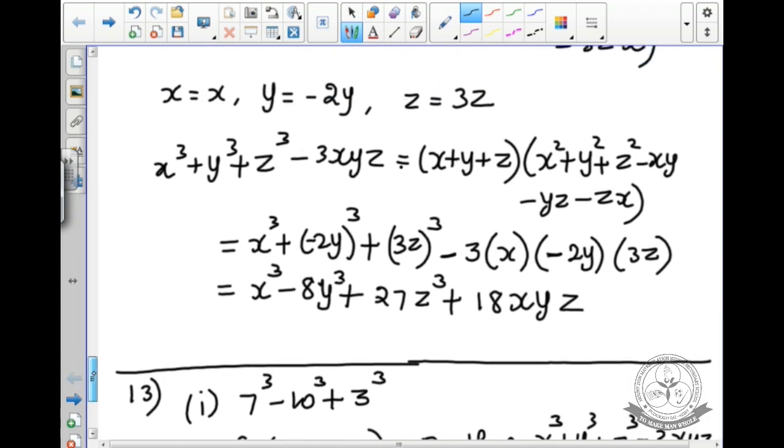Already we know the identity x cube plus y cube plus z cube minus 3xyz is equal to, if this part x plus y plus z is equal to 0, then this whole part will be 0. So that means x cube plus y cube plus z cube minus 3xyz is equal to 0.